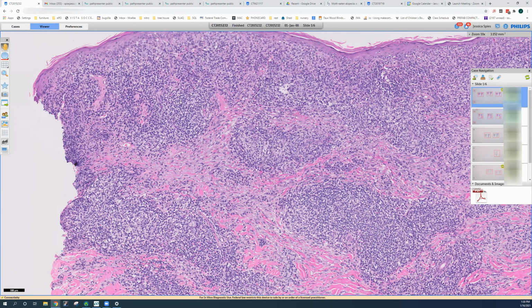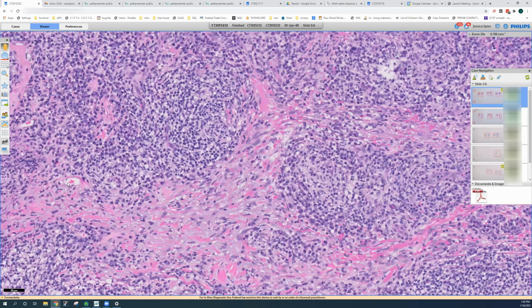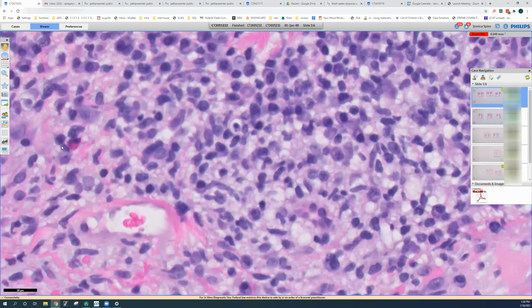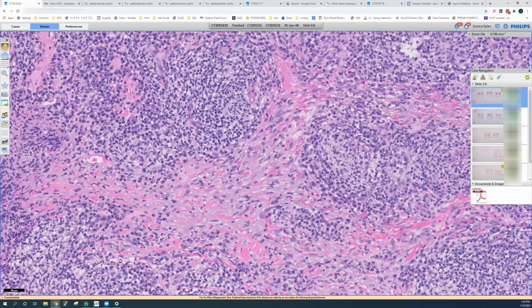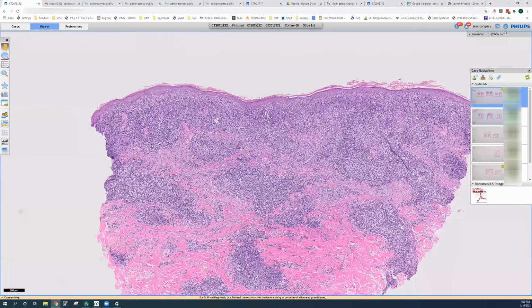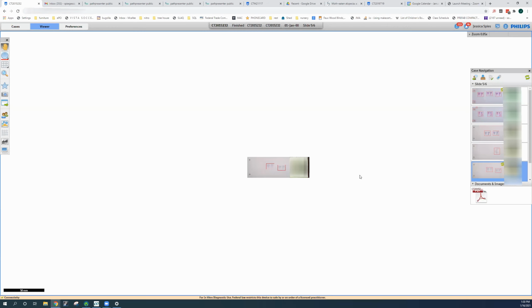And there may be rare eosinophils in secondary syphilis. And here's an example here. So the eosinophils don't exclude the diagnosis. So this is secondary syphilis, and let's go to the spirochete stain.